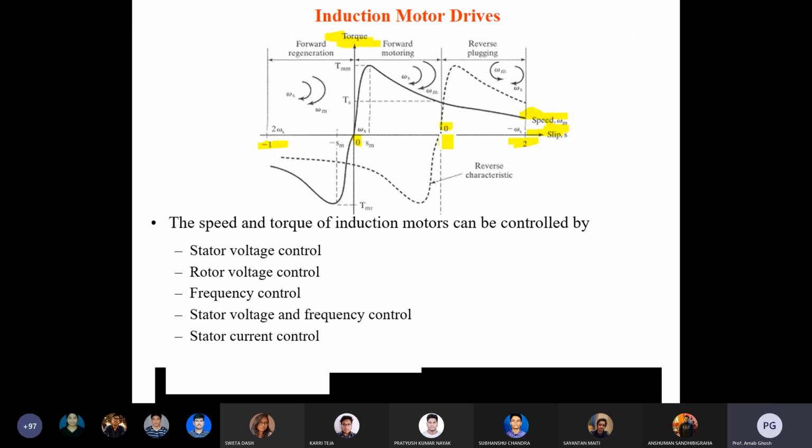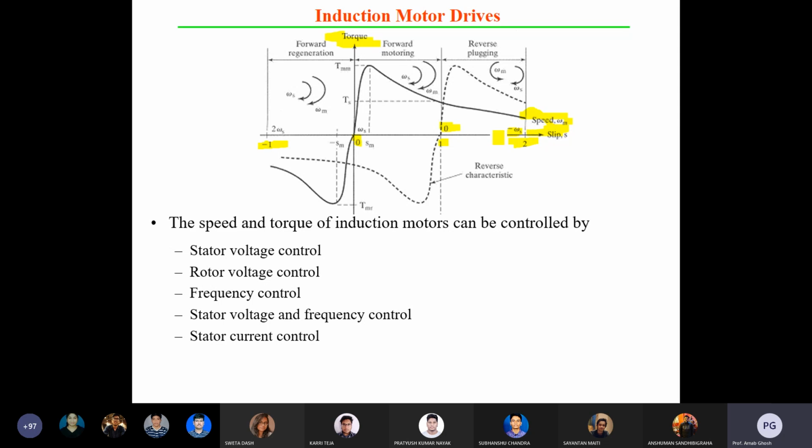Slip equal to 1 means the speed is almost 0. Speed is 0 at slip 1, then minus synchronous speed, then synchronous speed, then twice the synchronous speed. You know the formula for slip, so from the slip you can replace it and get the expression for the speed.